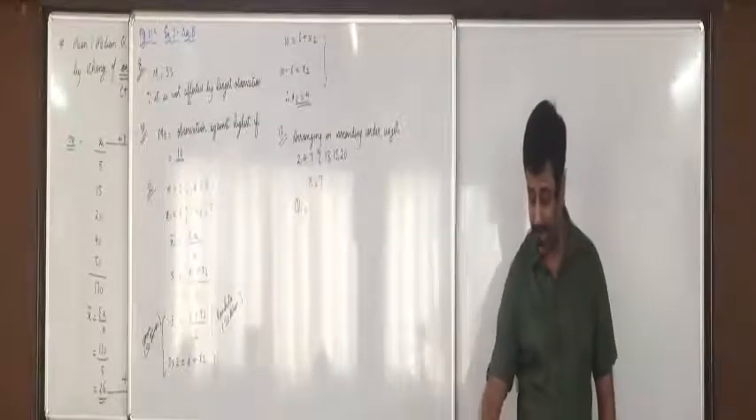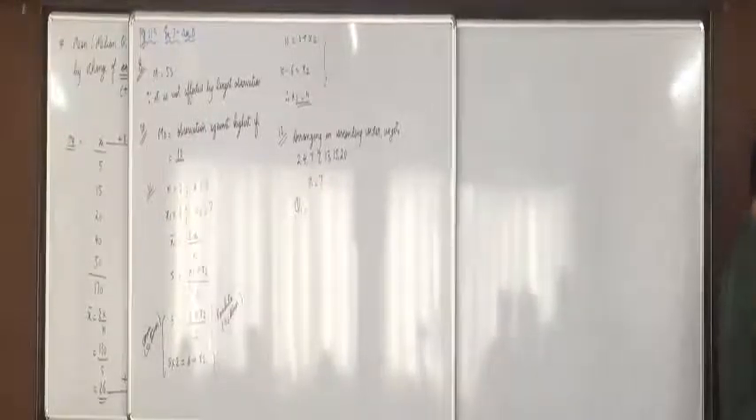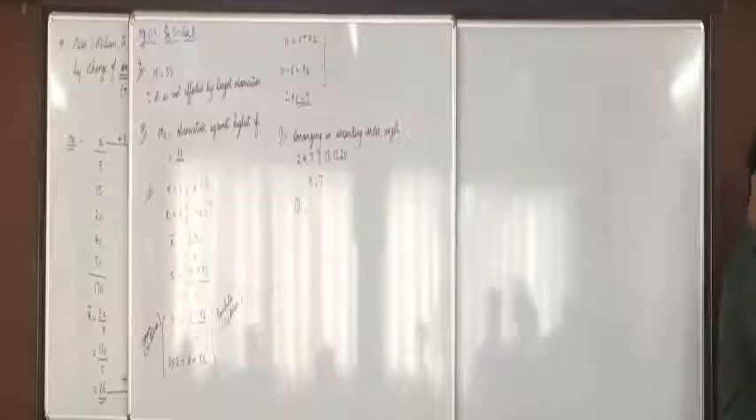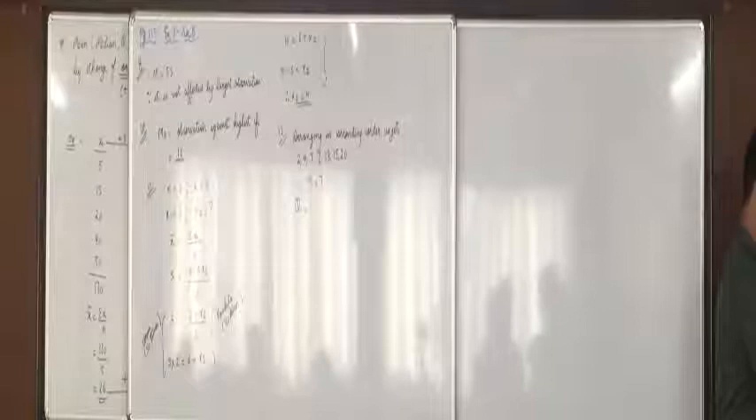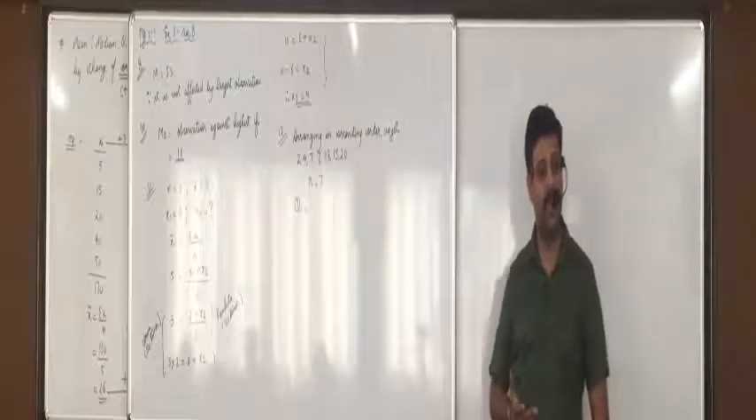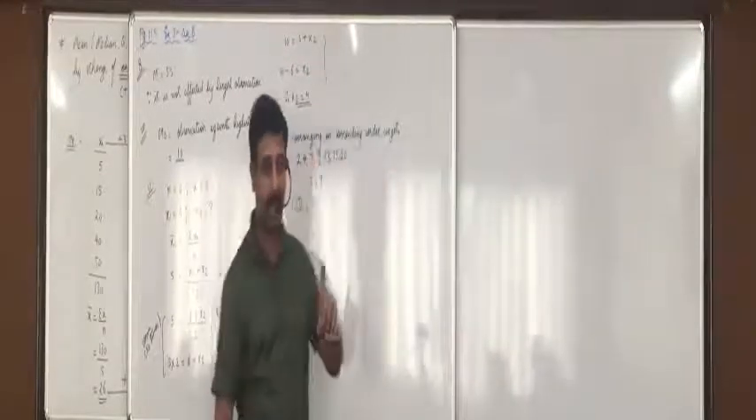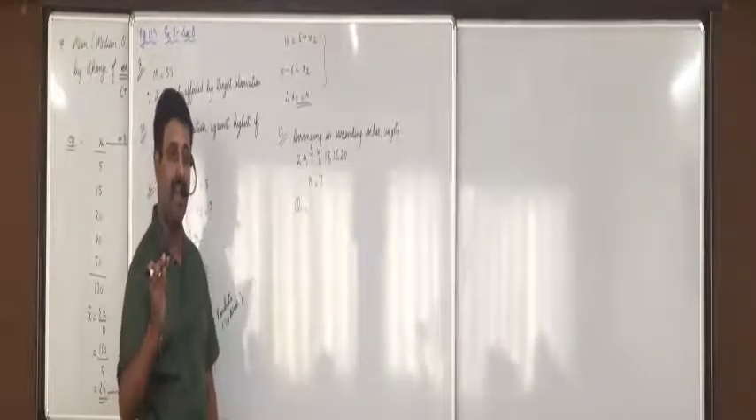All the people, those who are standing, write this formulas of ungrouped data 100 times each by tomorrow. The value of n plus 1 by 4th observation, you don't remember, so don't write only this, write all the 4. Median, quartiles, deciles, percentiles. All the 4 I want 100 times.